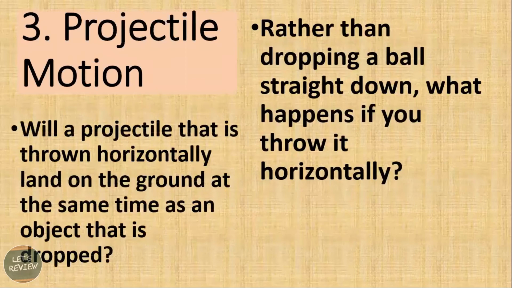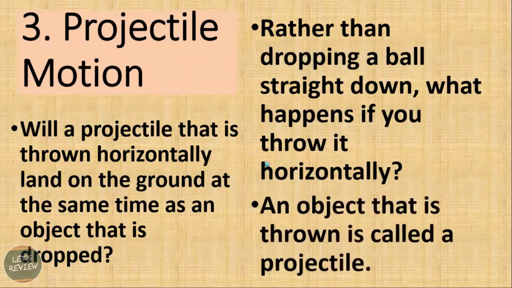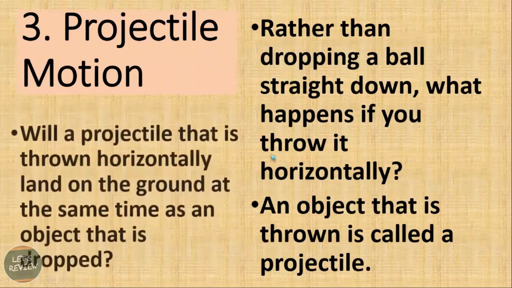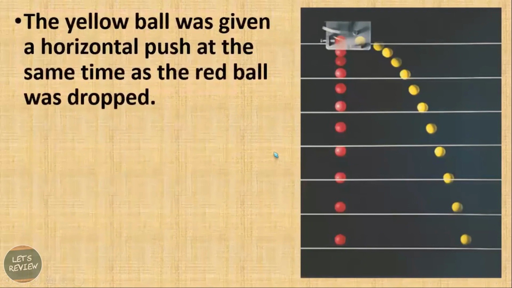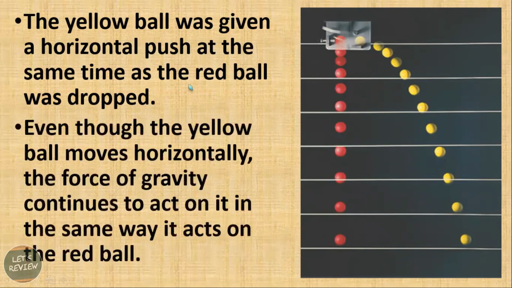The third example is projectile motion. Well, a projectile that is thrown horizontally lands on the ground at the same time as an object that is dropped. Let's see. Rather than dropping a ball straight down, what happens if you throw it horizontally? So again, we call it a projectile, like this. The yellow ball was given a horizontal push at the same time as the red ball was dropped. Free fall versus projectile, there you go.